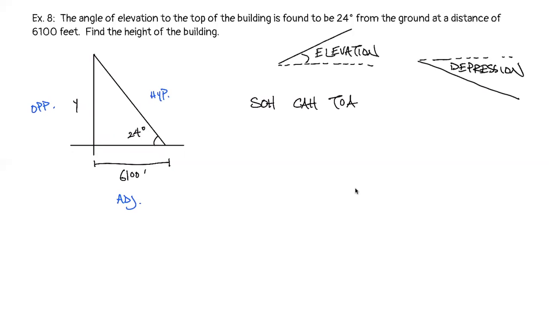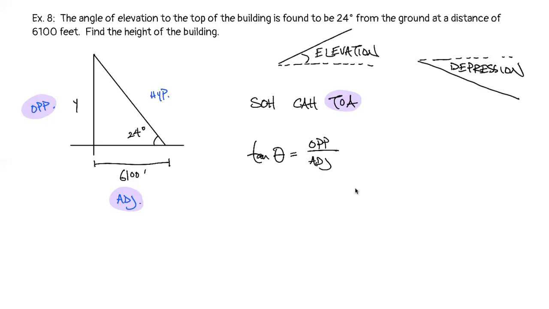Well, it looks like we have the adjacent side and we want to find the opposite, so we're going to choose tangent. Okay. I don't have any information about the hypotenuse, and I don't want to find any information about the hypotenuse. So I can already eliminate sine and cosine, and that's another sort of reasoning why we might go with tangent. Okay, so tangent theta equals opposite over adjacent.